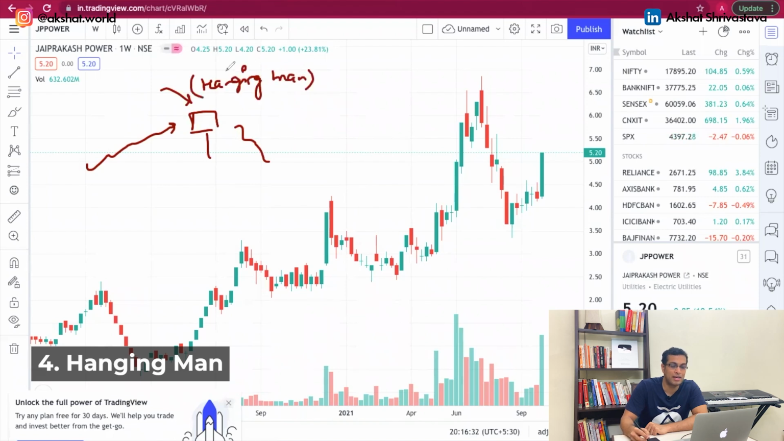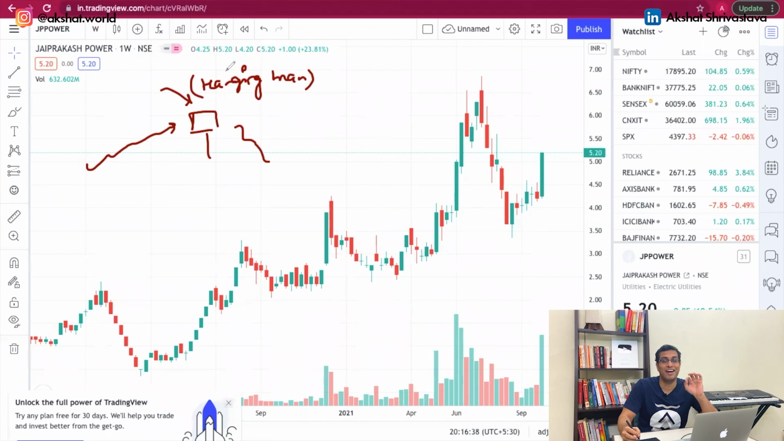So you can bifurcate it as a separate pattern or you can call it hammer itself. So this becomes our fourth pattern that we are speaking about: hammer and hanging man. Okay, can you identify a hanging man here? Okay, so this is a hanging man. The stock was moving upwards and it found a hammer and the stock price fell. So this indicates a very clear trend reversal.